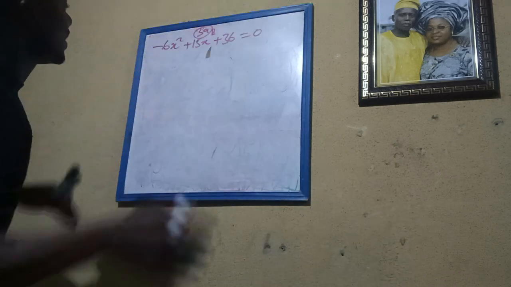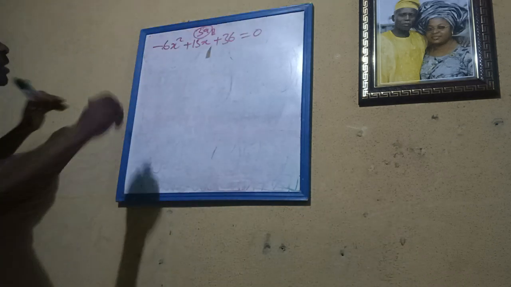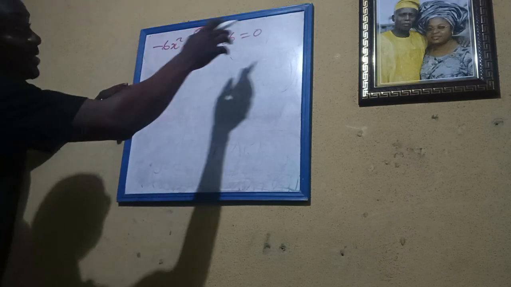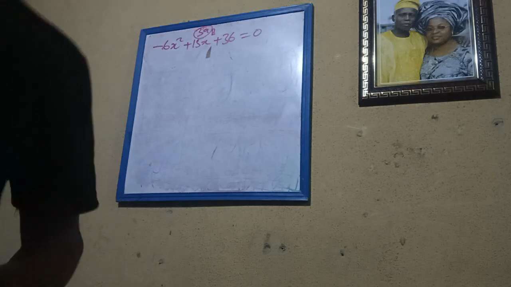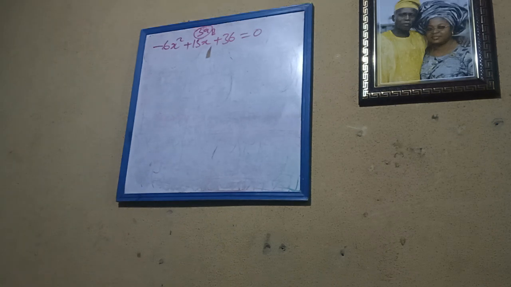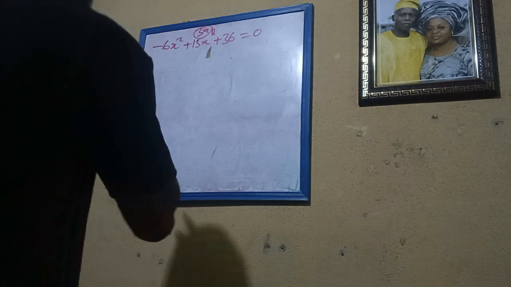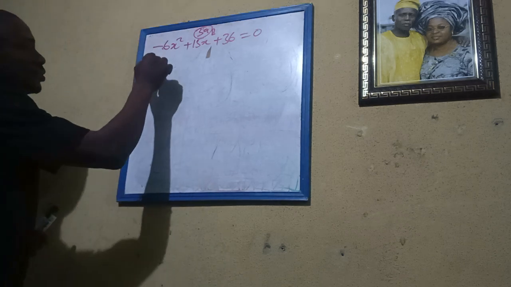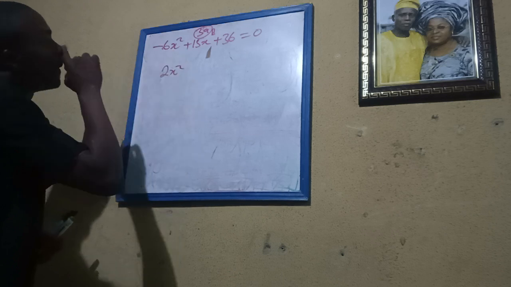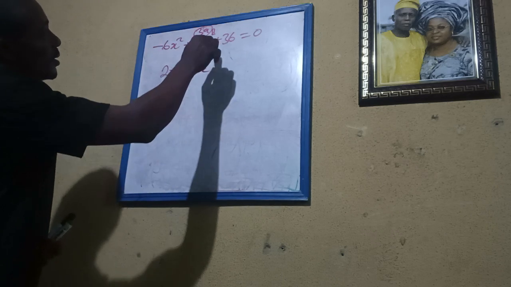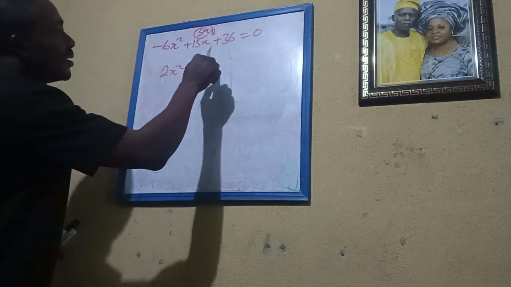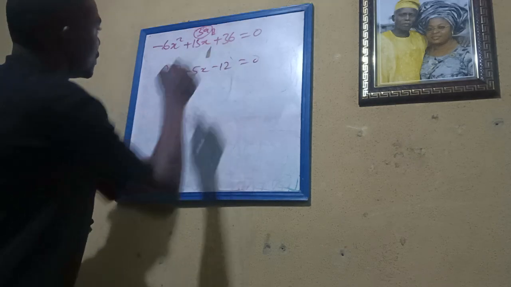approximately divide it by 3 to reduce it. Then I'm going to be having, or just say divide by minus 3. I think that language is nice. Divide by minus 3. So if I divide by minus 3, I'm going to be having 2x squared, minus 5x, and minus 12 equal to 0.